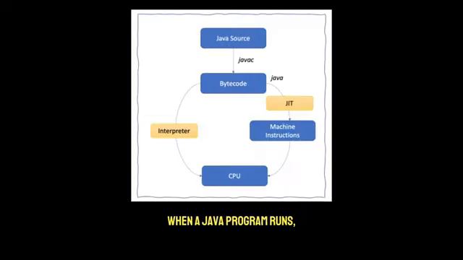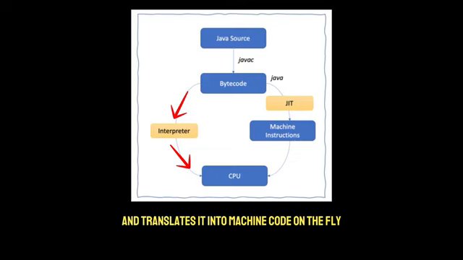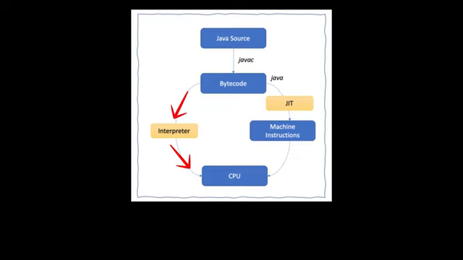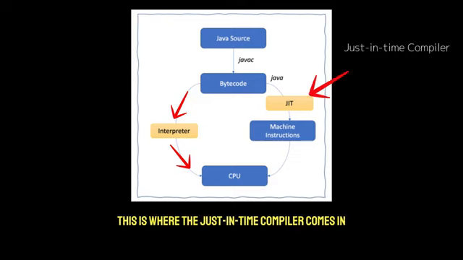Initially, when a Java program runs, the JVM interprets the bytecode one instruction at a time. This means it reads the bytecode and translates it into machine code on the fly, which allows the program to start executing immediately. However, interpreting bytecode one instruction at a time can be slower compared to running directly in native machine code. This is where the just-in-time compiler comes in.